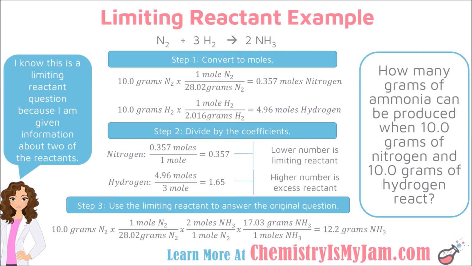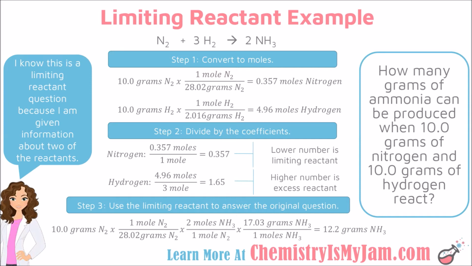Here is how I know this is a limiting reactant problem. I was given information about 2 of my reactants. I was given information about nitrogen and information about hydrogen. That's my clue that this is a limiting reactant problem. Because how do I know which one of those pieces of information to start with? So there are some steps that you can use to help you identify your limiting reactant.